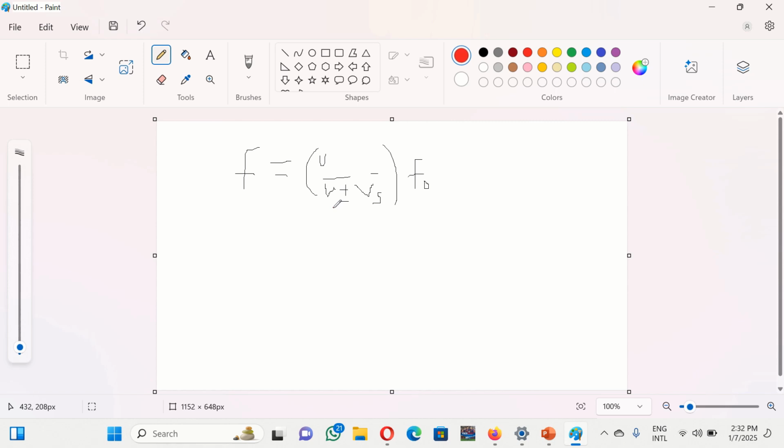So we consider here, let me clean what is here. So we consider this part, this plus or minus here.